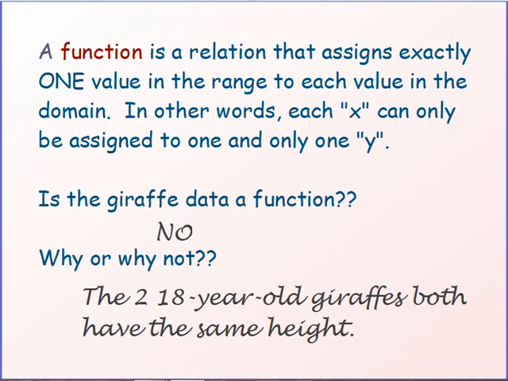One more definition for today. A function is a relation that assigns one value in the range to each value in the domain. In other words, each and every x value can only be assigned to one y value. That makes our giraffe data not a function because I have two 18-year-old giraffes that have different heights. This one x value has two different y values assigned to it. So this would not be considered a function.